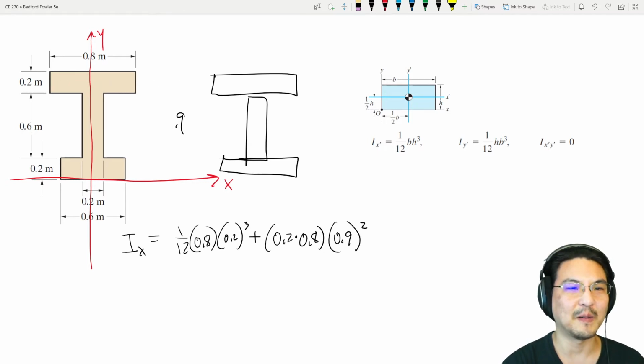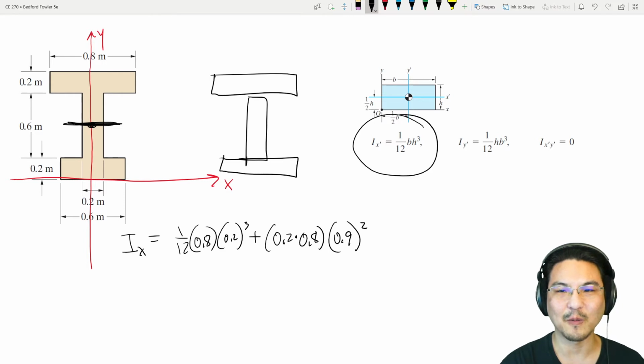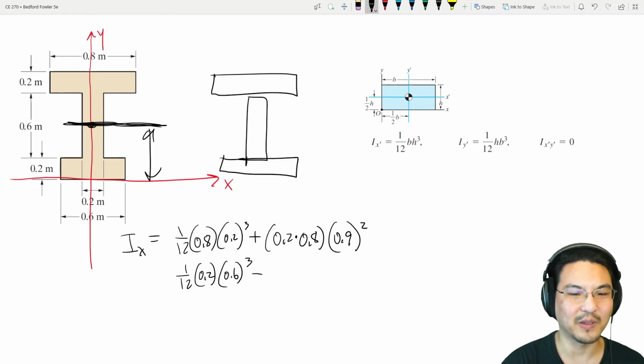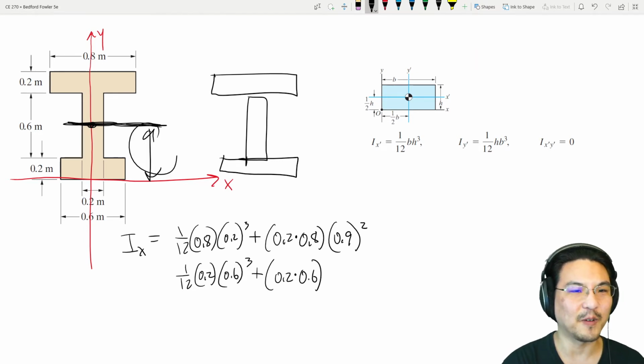Okay, now the middle rectangle, this one. The centroid is over here. So we'll go 1/12 base height cubed. So for this rectangle, base is 0.2, height is 0.6. But then we need to use the parallel axis theorem to move here. So plus extra, the area of this rectangle, 0.2 times 0.6. And then how far is this? 0.3 plus another 0.2 is 0.5. 0.5 squared.